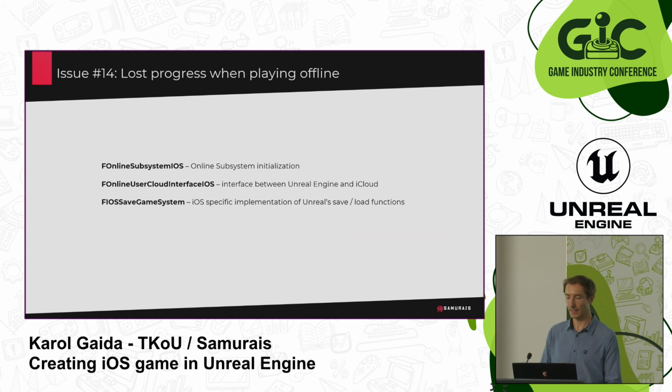So after that, I started digging into the online subsystem iOS to find out how the cloud synchronization worked. And I looked into the FOnlineSubsystemIOS, which performs this subsystem initialization; FOnlineUserCloudInterfaceIOS, which defines the actual interface between Unreal Engine and iCloud. We can see a lot of Objective-C code there. And FIOSSaveGameSystem, which overrides the default save game system function for saving and loading the game. We can go all the way up from this class to the UGameplayStatics, which defines the AsyncLoadGameFromSlot and AsyncSaveGameToSlot that we use in blueprints.